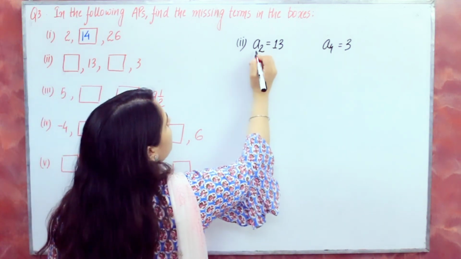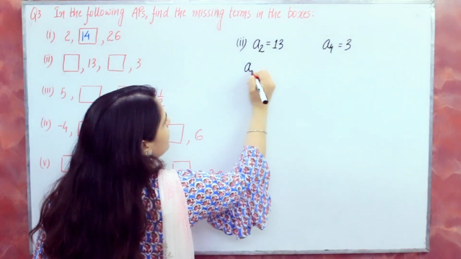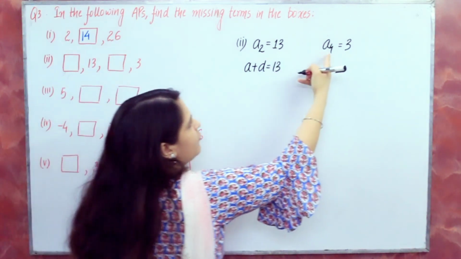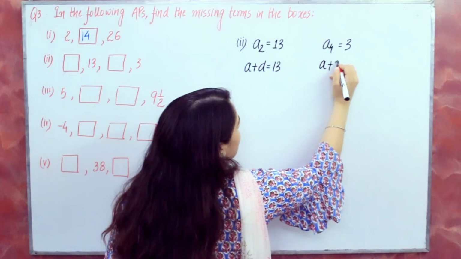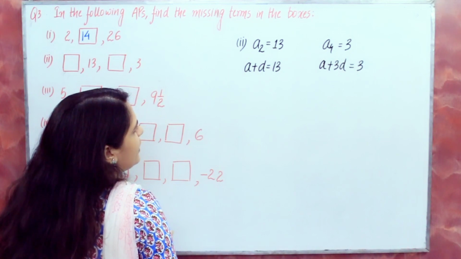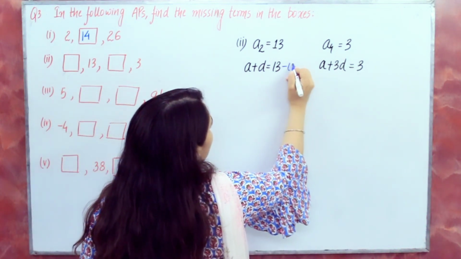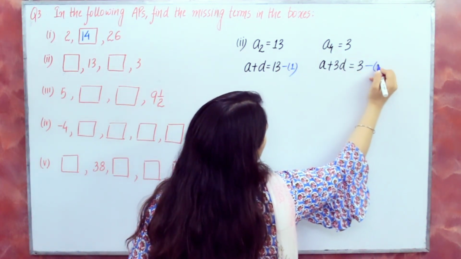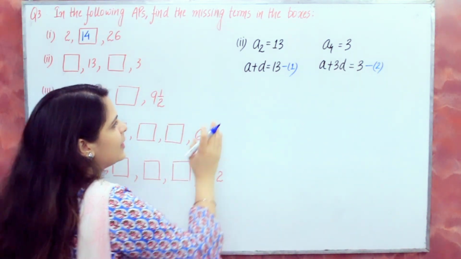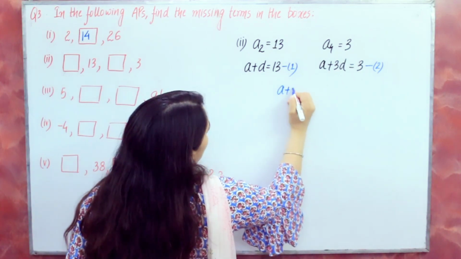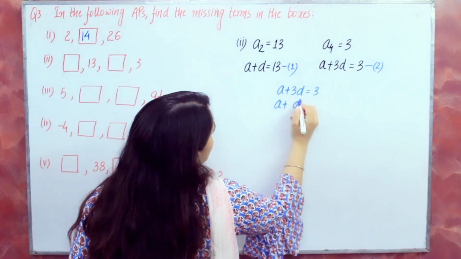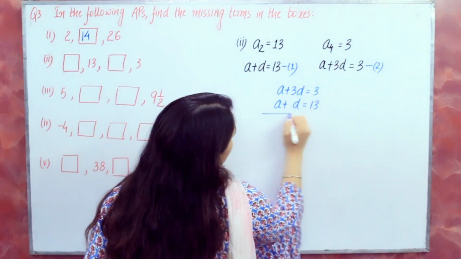So you can use the formula of a2. The a2 formula is a plus 1d, equal to 13, and the formula for a4 is a plus 3d is equal to 3. Now we have two simultaneous equations, equation number 1 and equation number 2. We can use the elimination method to find the value of d in this case. So let's do elimination. a plus 3d is equal to 3 and a plus d is equal to 13.